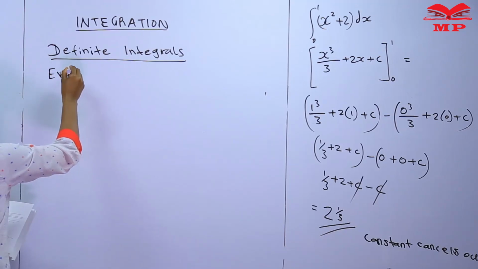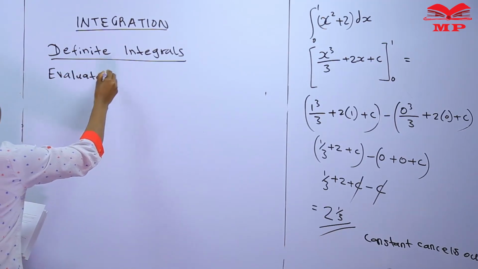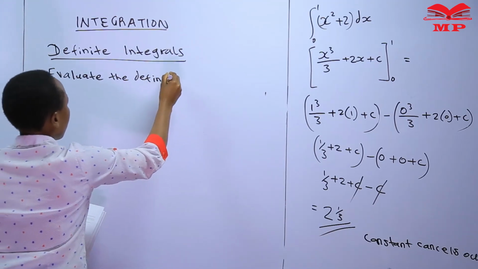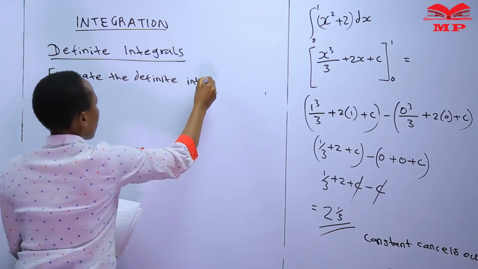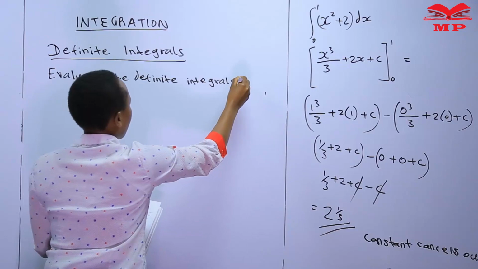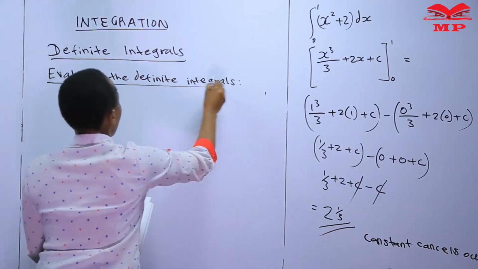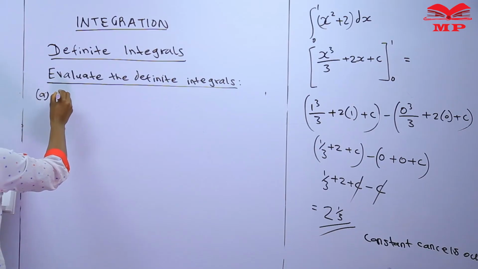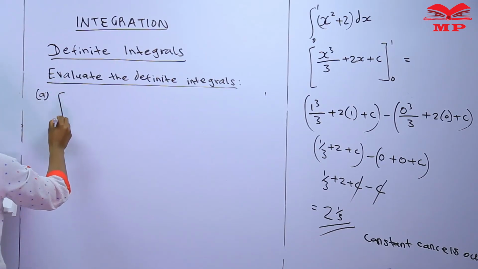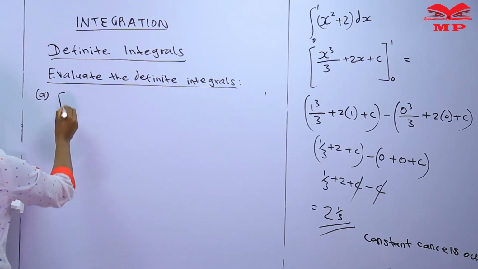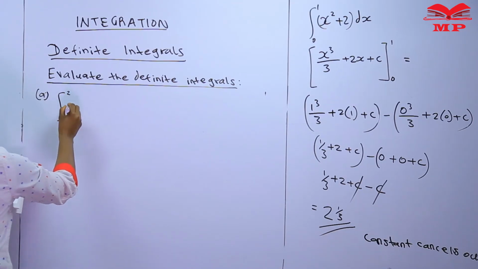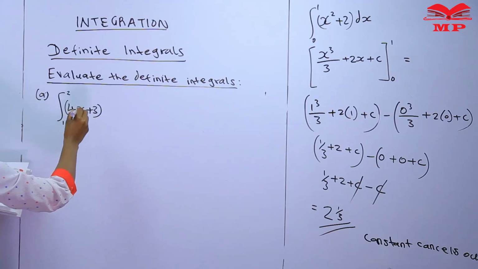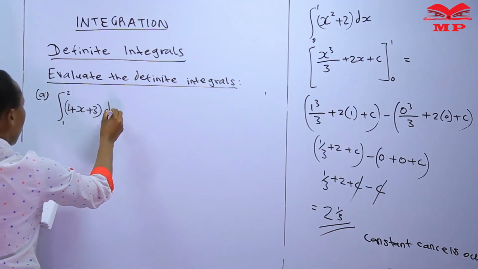Evaluate the definite integrals below. So we can start with the first one, number A, whereby we have the following. We have this from 1 to 2. Then we have 4x plus 3. And this is with respect to x.